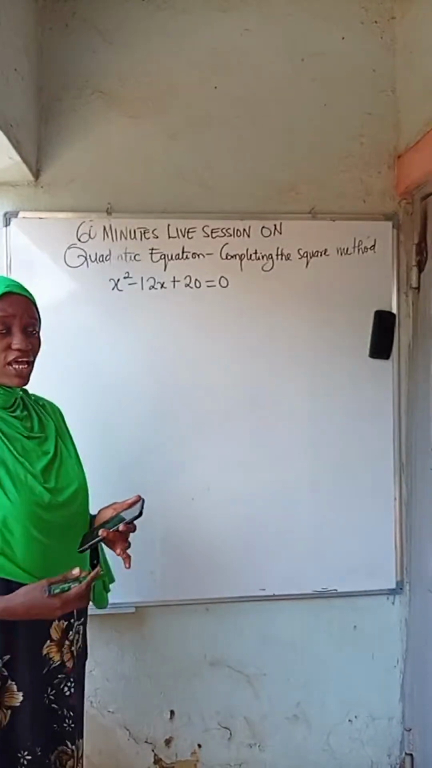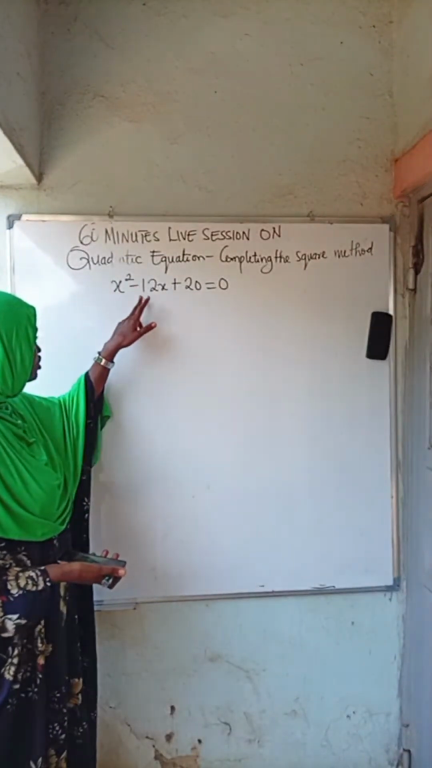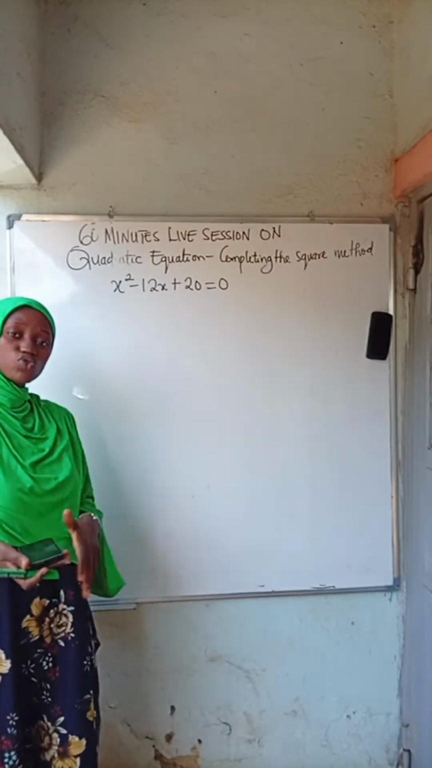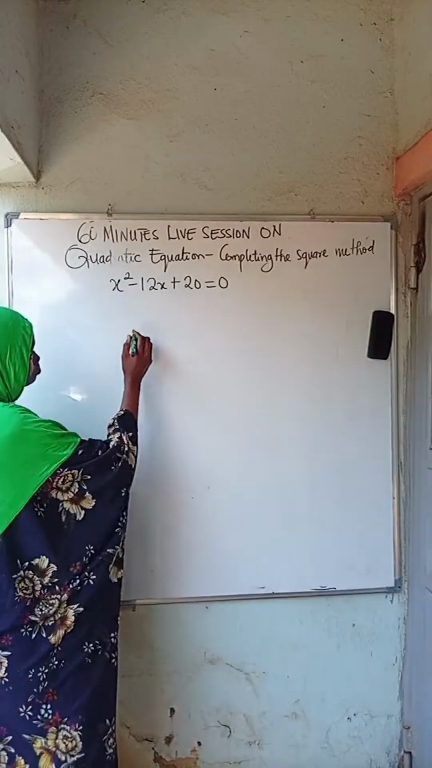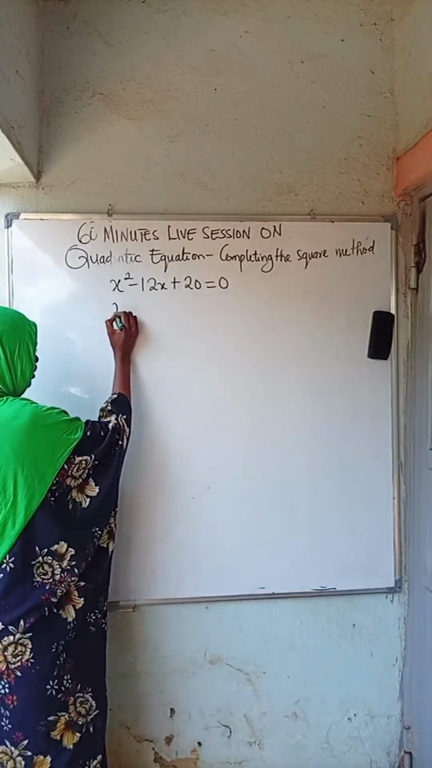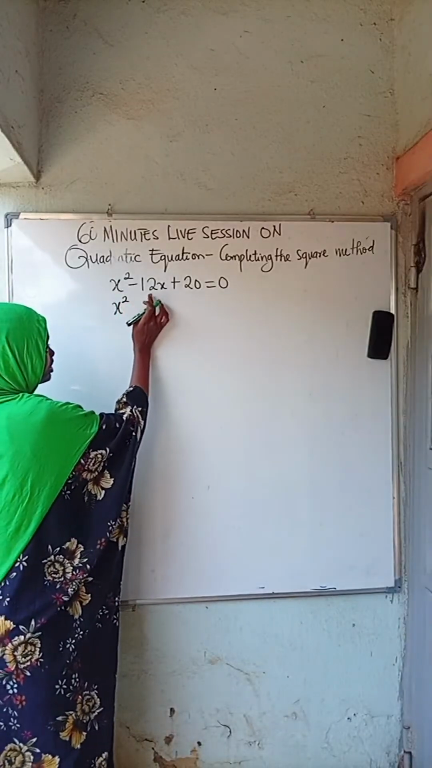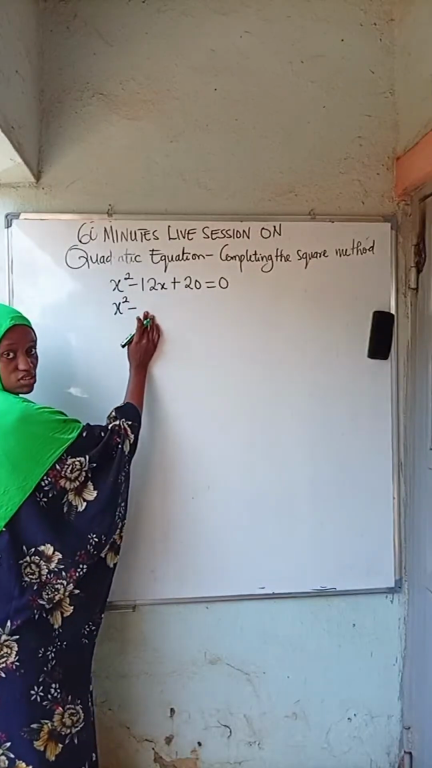So let's begin. The question says x squared minus 12x plus 20. We are required to use the completing the square method. So this is what we do. This is x squared, and this 12 here is minus 12.